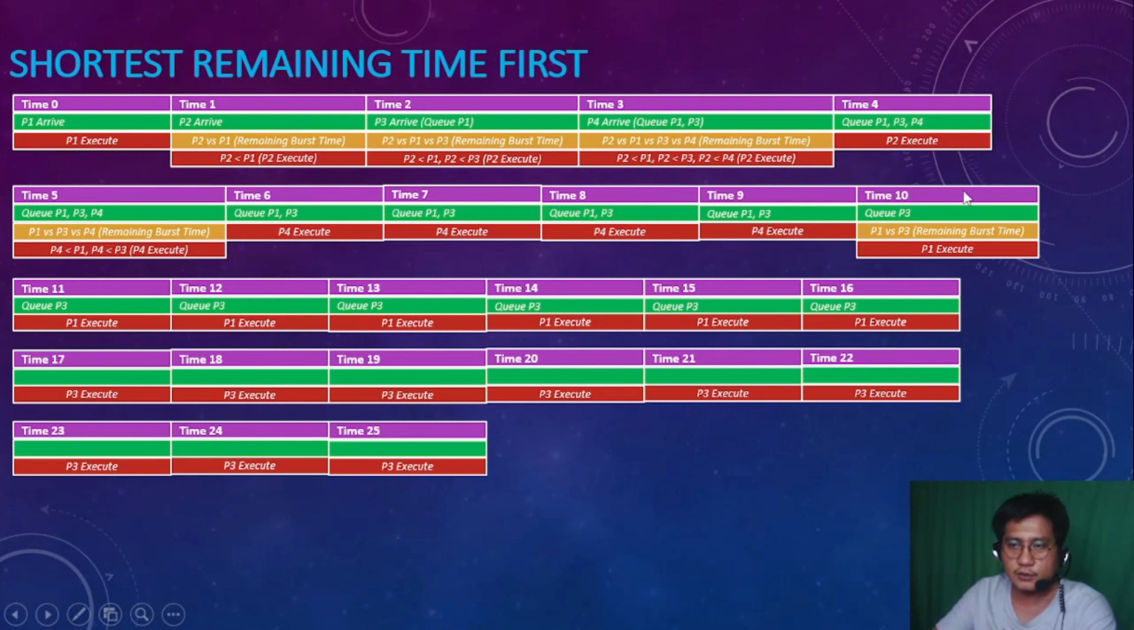Again, we are going to count the execution of process 1 from 10 up to 16. That is 1, 2, 3, 4, 5, 6, 7.